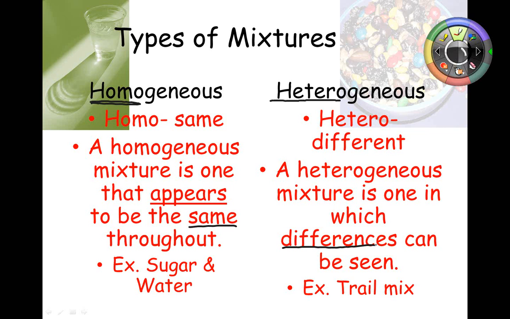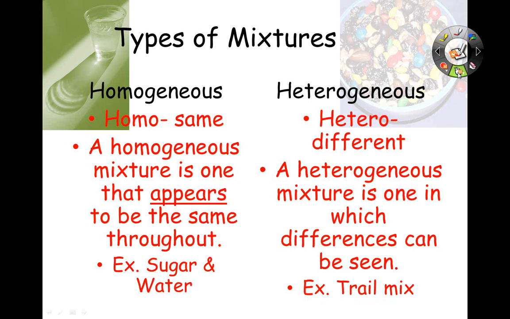One example of a homogeneous mixture that appears to be the same is when you just put a little bit of sugar and water together and stir. Eventually the whole thing looks the same. But when you're eating trail mix, you can see the difference. You can see the nuts, the berries, the candy parts. You can see all parts of it for a heterogeneous mixture.